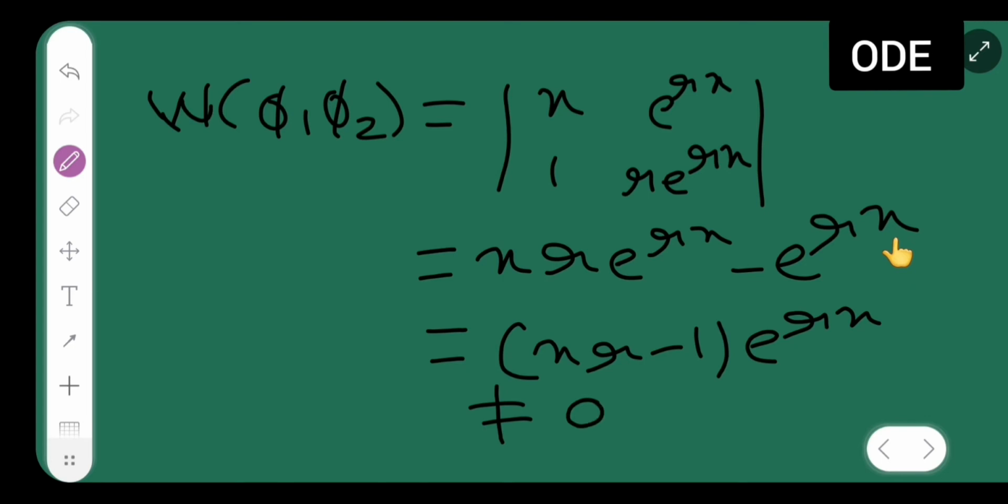Now let me explain what I have done over here. This into this, x into r e raised to the power rx, minus this, minus e raised to the power rx. This is common, so I have taken e raised to the power rx, and this is xr minus 1. If you multiply this inside on both sides, you will get the same thing again. Now this value is not equal to 0. On the next page, let me do it.